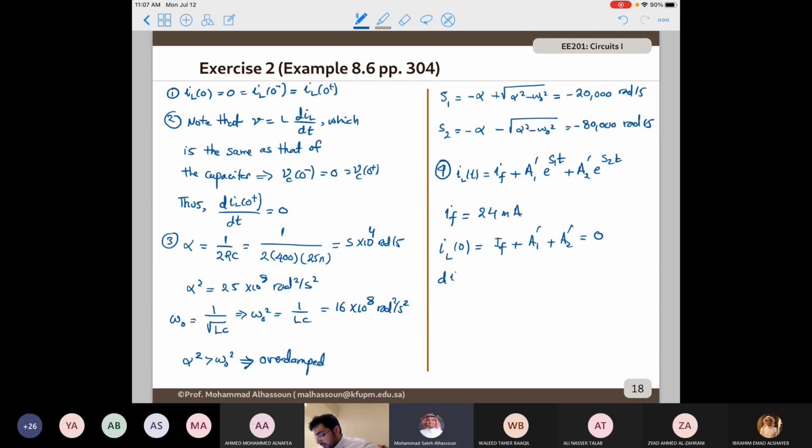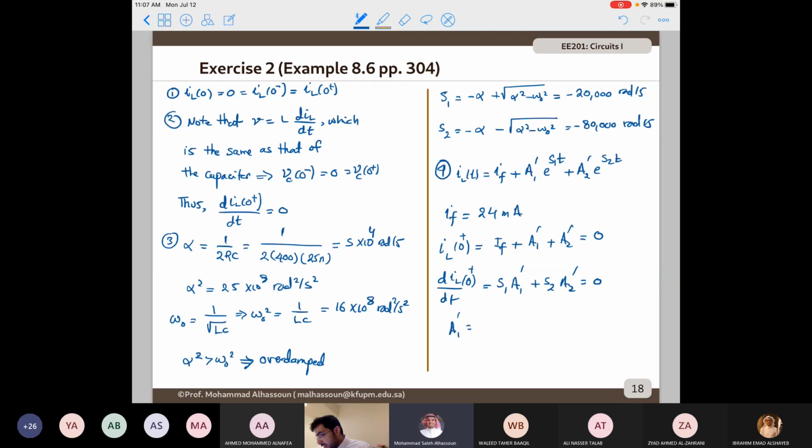The second thing is you need to take the derivative and find the initial value of that. If you differentiate and evaluate it at 0, you'll get S1 A1 prime plus S2 A2 prime, and again, this one is equal to 0. So you have two equations, two unknowns. At this stage, you know how to solve it using your calculator.